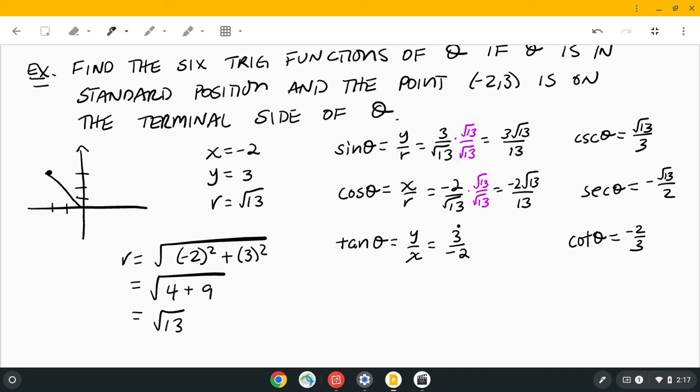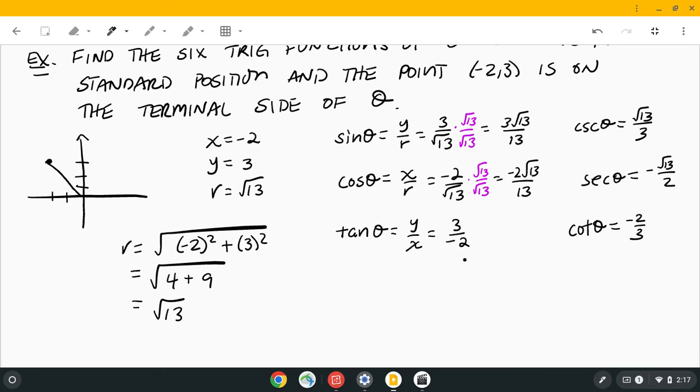And I took the reciprocal of these 3 answers here before we rationalize, because if I take the reciprocal of this one, then I'm going to have to rationalize that, which will give you this one, the reciprocal. Okay, so that's how you would get all 6 trig functions. Again, if you're given only x and y, you can easily find r by using the distance formula, which is Pythagorean theorem. And once you have all 3, then you can come up with all 6. Okay? All right, let's see.